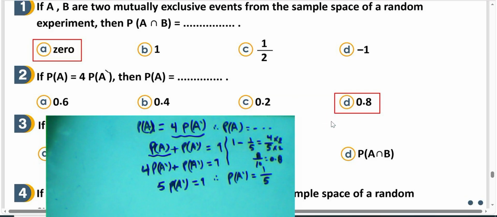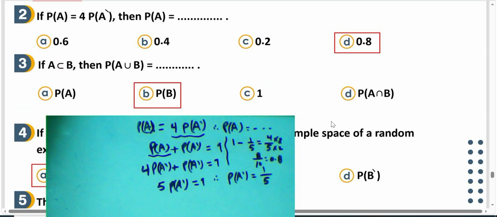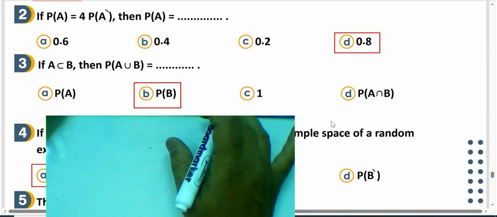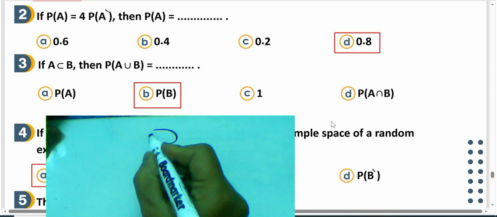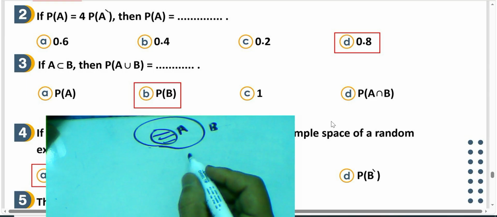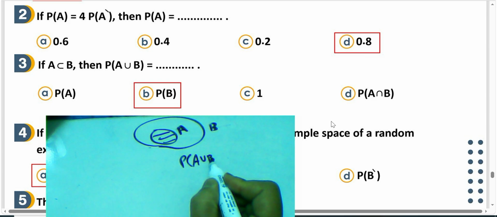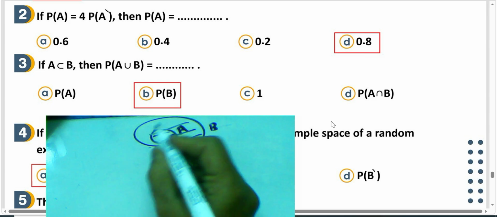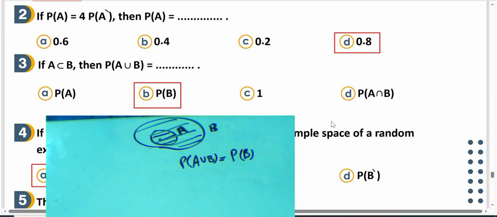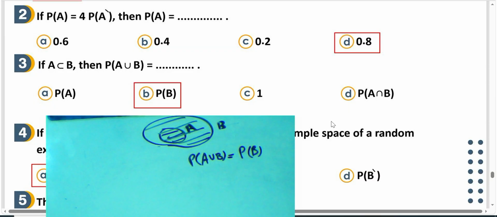Next question, number 3. If A is a subset of B, then probability of A union B. We know A subset of B means A inside B, like this. Set of A and set of B. Then for probability of A union B, the union gives me the greatest set here, so the result will be probability of B. Then the solution will be letter B.